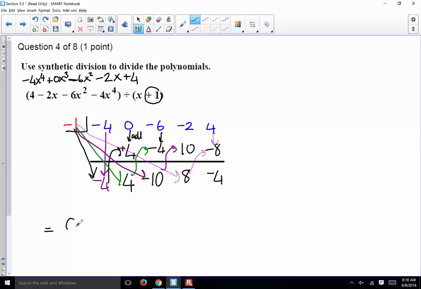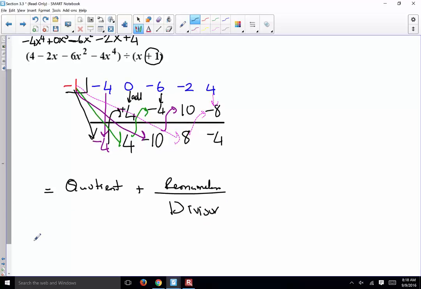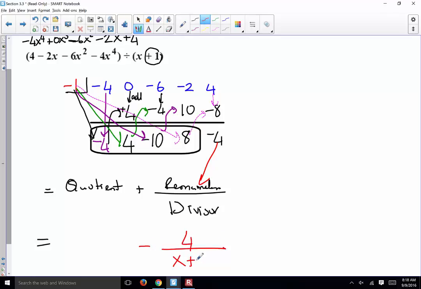The final answer will be quotient plus remainder over divisor. So what is the quotient? Remember, you look at only this part to write the quotient. So what is that left out number on the end? It's the remainder. This remainder is -4. So it is -4 over the divisor, which is already x plus 1, I know.